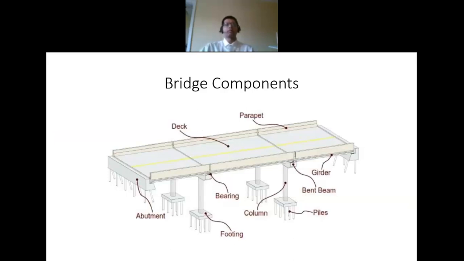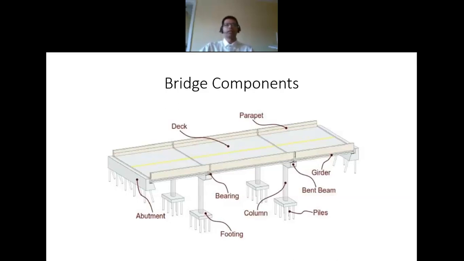Okay, now this slide shows the different components of a bridge. Let's go from top to bottom. The bridge deck is the surface of the bridge. It's made of concrete or steel. The road or rail or the water, whatever the bridge carries, it's built on the deck. So the loads that are applied straight onto the bridge are first applied on the deck.